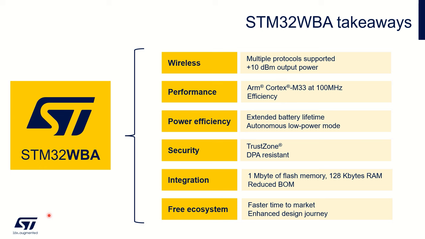Okay, so let's conclude on this presentation. For the STM32WBA, some takeaways. This new family is addressing wireless connectivity, multi-protocol, with up to 10 dBm output power. In terms of performance, state of the art, a Cortex-M33 running up to 100 MHz, so very efficient. In terms of power efficiency, I remind you this is based on the STM32H5 ultra low power process, so everything is designed to extend the battery life. Next is security. Here there is TrustZone. This is DPA resistant, so a very high level of security addressing SESIP level 3 and PSA level 3. Integration of up to 1 megabyte embedded flash and 128 KB RAM. We optimize as well as much as possible the BOM. And a free and very rich ecosystem. This is the same ecosystem as STM32. The WBA is fully integrated inside this ecosystem.